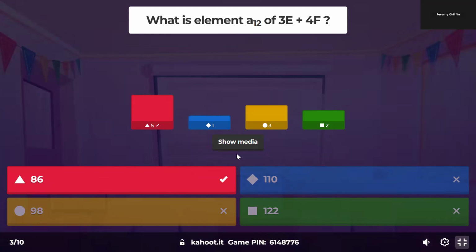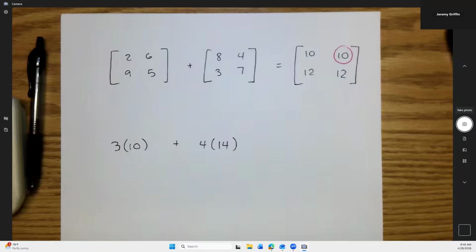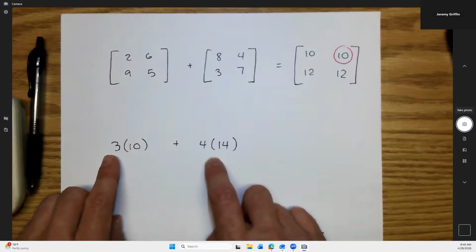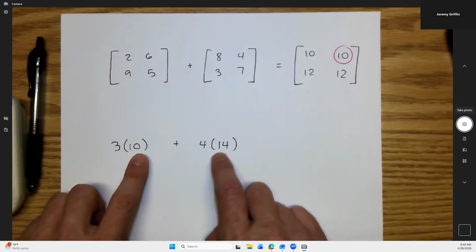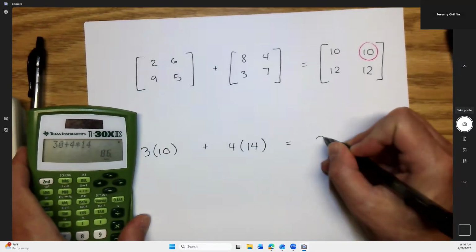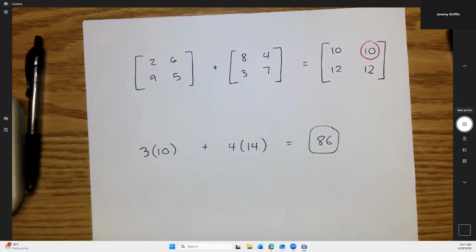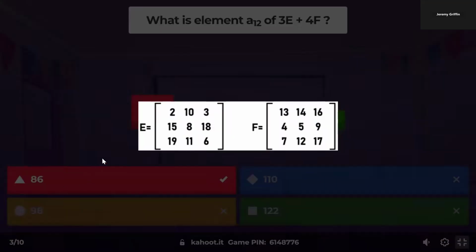All right, so 3E plus 4F. But really, we're just focused on element 1, 2. So couldn't that be this element and this element? Now, if you need 3E plus 4F, if I just focus on that particular element, here's the 3E plus 4F for element 1, 2. So I put that together, I'm getting 86. So you guys can do a scalar multiple of a matrix and then add them together. Any question why the answer is 86?